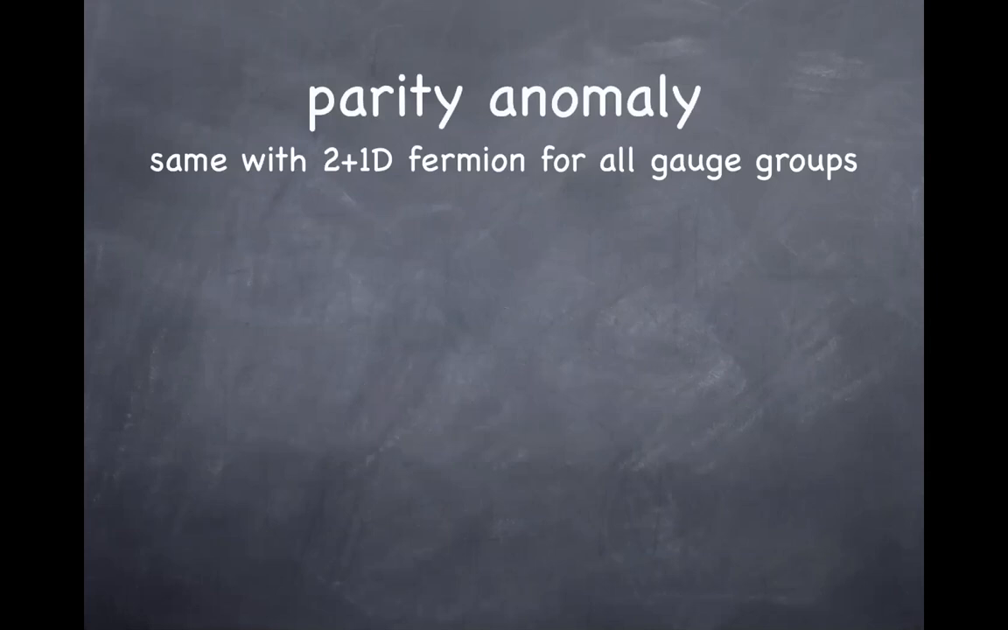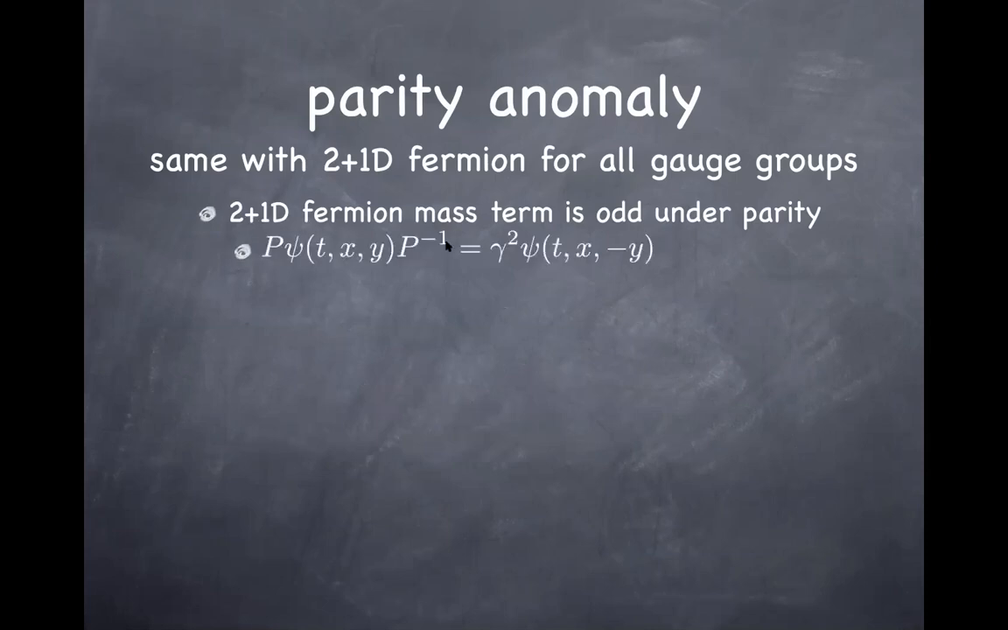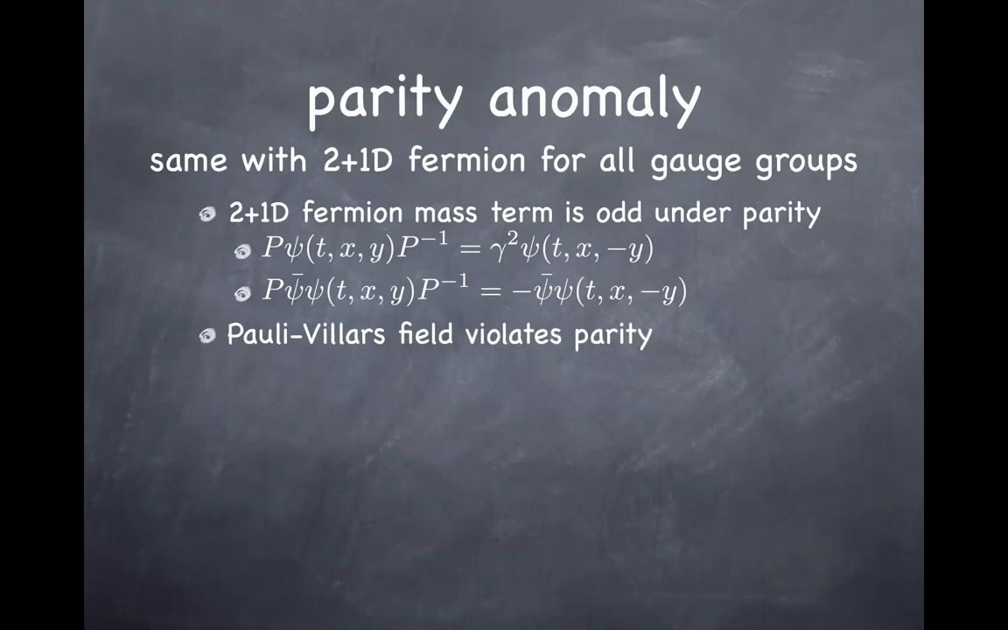And this is the last slide I'm going to stop here, called the parity anomaly. So a 2 plus 1 dimensional fermion is actually anomalous. It violates gauge invariance, but it's, again, an even-odd thing. And you can see this by looking at the Pauli-Villars regulator under parity. So the fermion field in 3 dimensions would transform this way under parity, and you can check that the mass term is actually odd under parity. So if you introduce a Pauli-Villars field to regulate the theory, you need to add a big mass term to it. So the theory is no longer parity invariant.